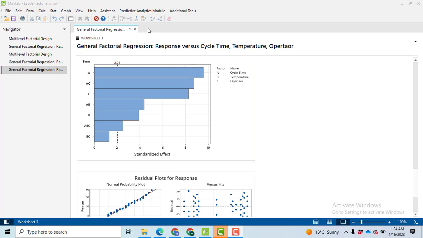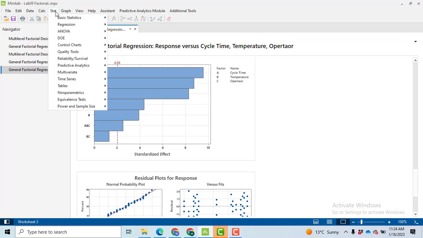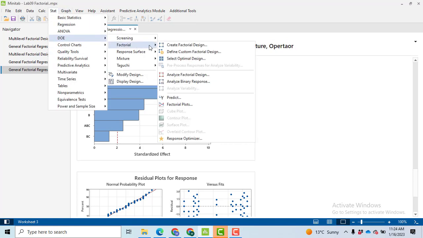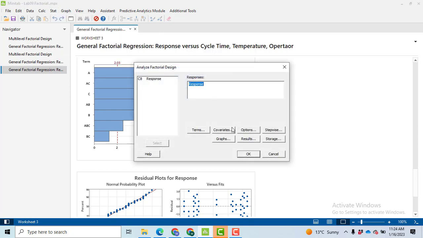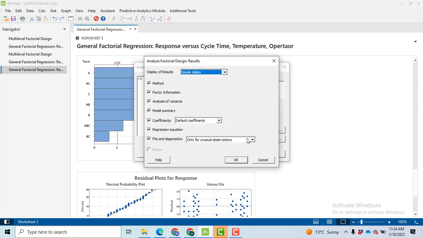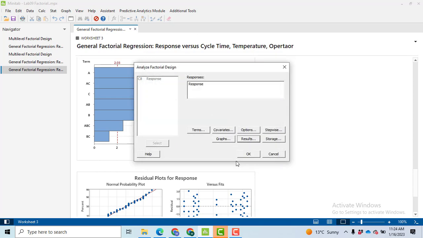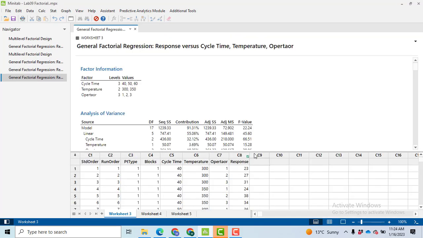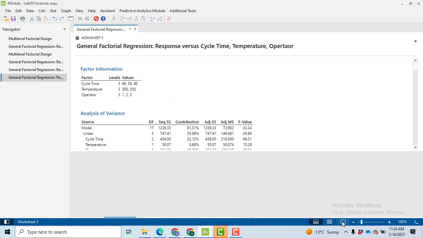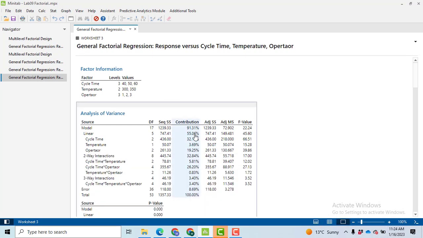If you want to see the percentage contribution of each factor or interaction on the response variable, go again to Stat, DOE, Factorial, Analyze Factorial Design, and in the results go to the expanded tables. This table will help you more compared to the simple tables. You will get the percentage contribution of cycle time as almost 32.12%, and likewise for all of them, and the error percentage is 8.69, which is still unexplained.